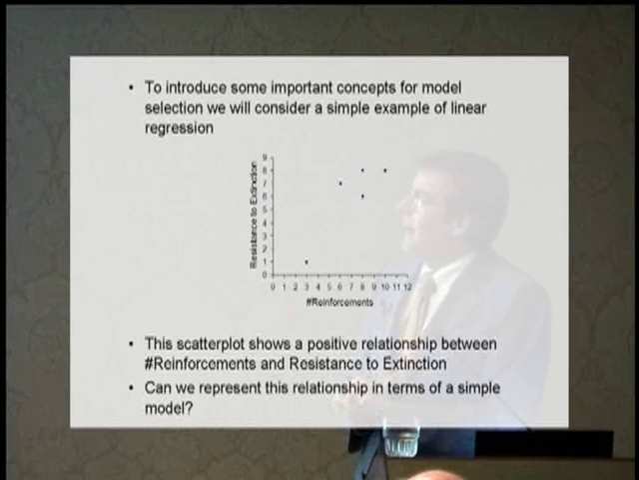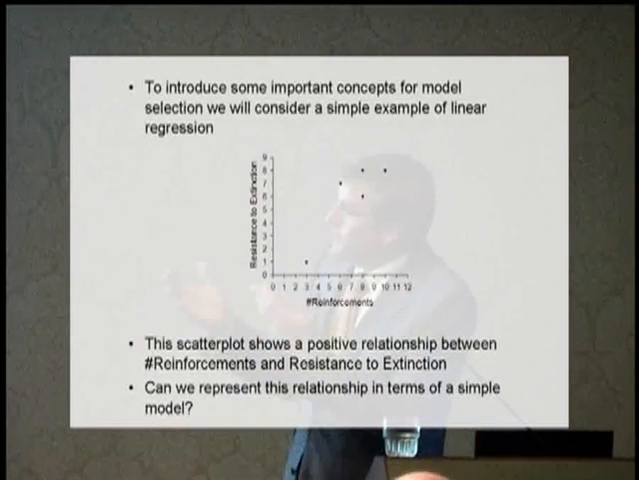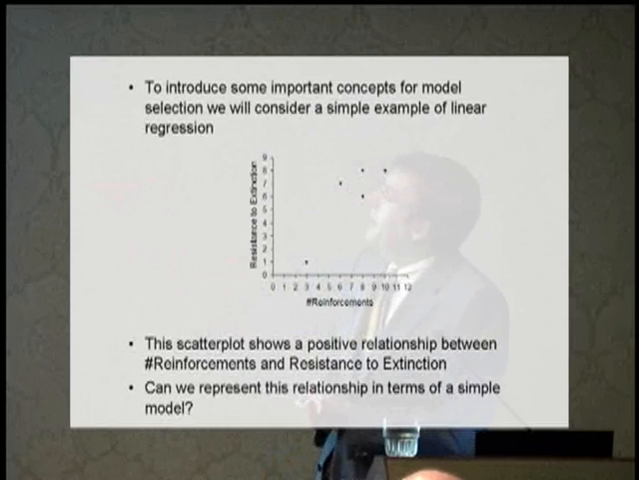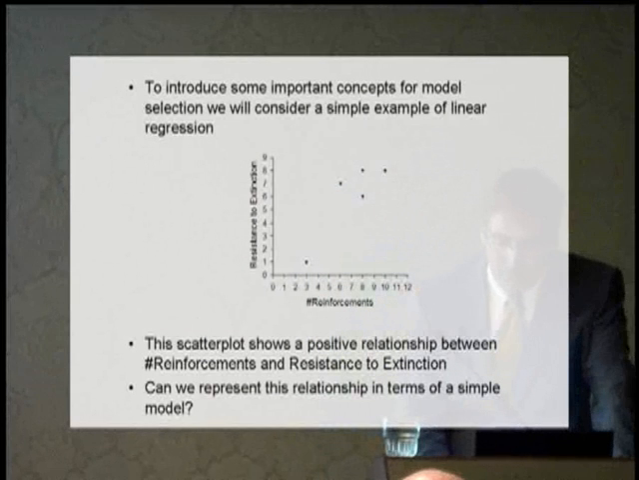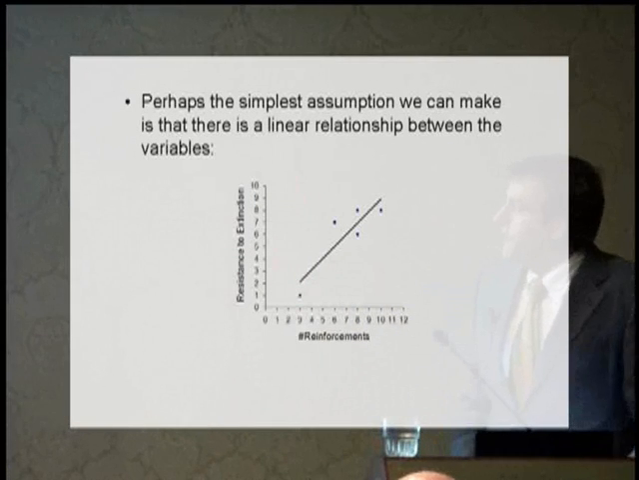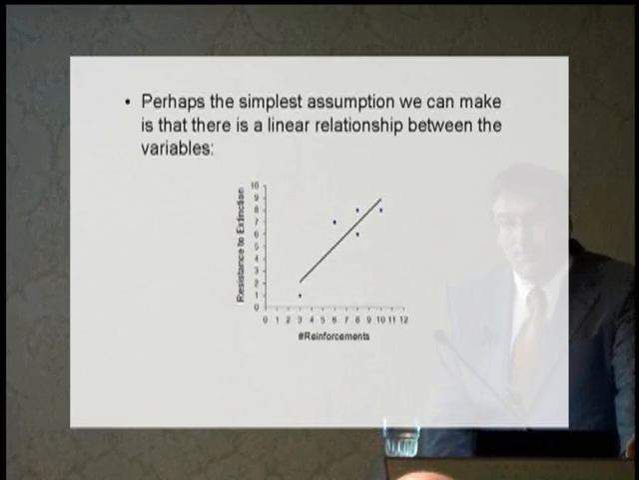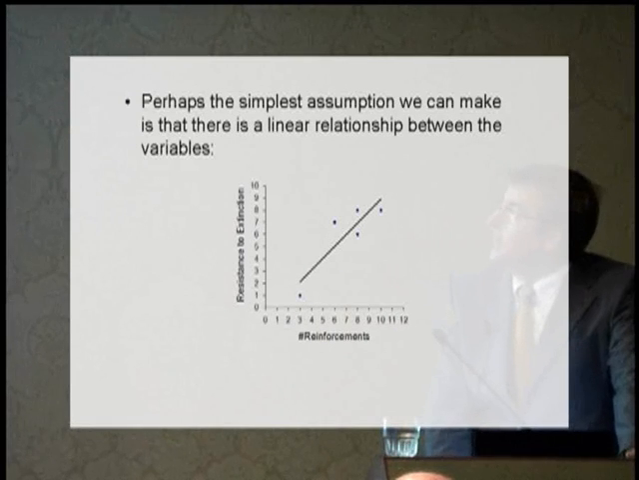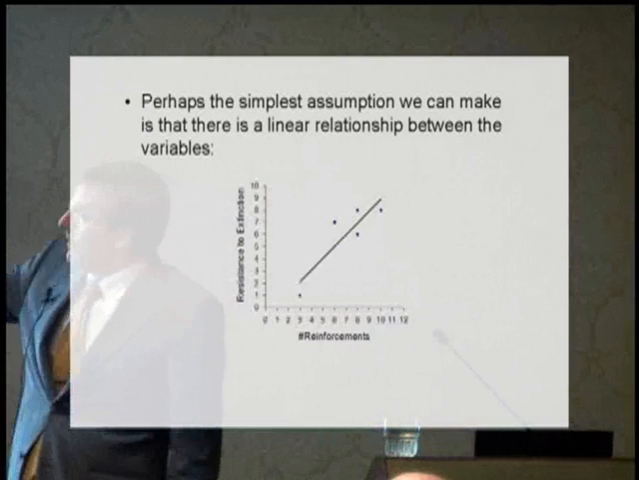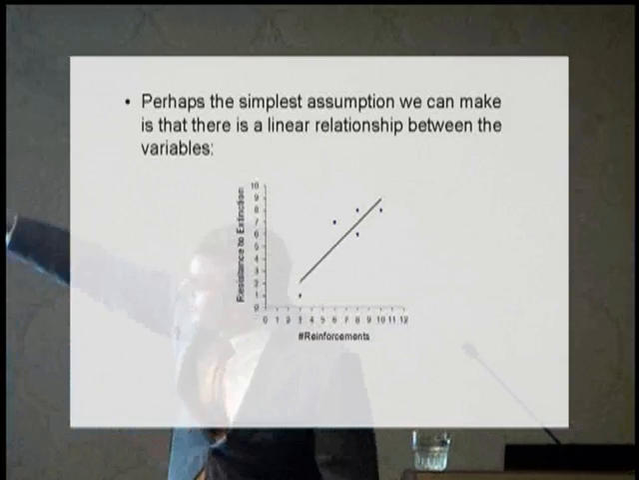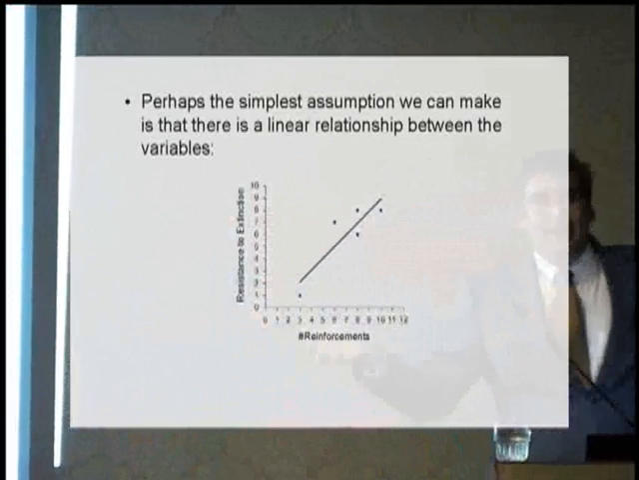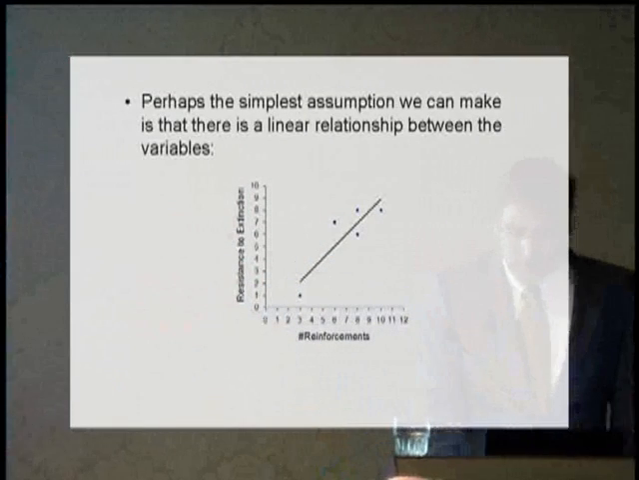These are just made-up data, but I'm presuming that there's a relationship, say, between resistance to extinction and number of reinforcements, and that's just a scatter plot of those two variables. And if we wanted to try and represent the relationship in that scatter plot in terms of a simple model, perhaps the easiest thing that we could do would be to assume that there's a linear relationship between those variables. So what we're doing is basically modeling the increasing correlation, or the pattern, the fact that as the number of reinforcements goes up, the resistance to extinction seems to be going up. We try to represent that in ideal terms with that straight line.